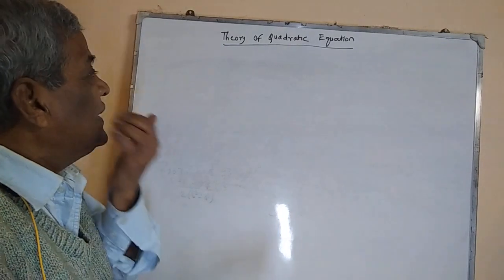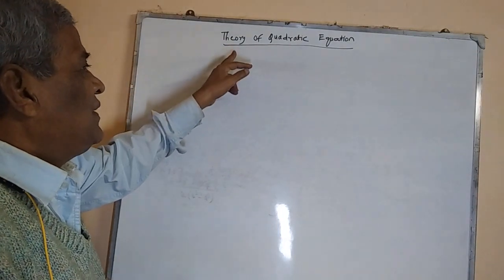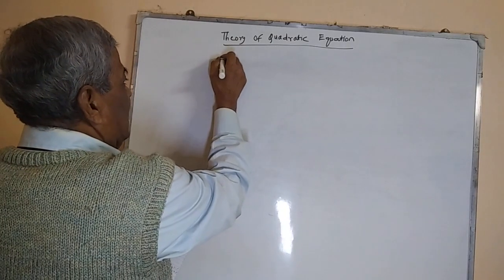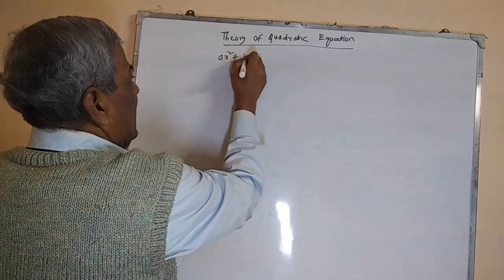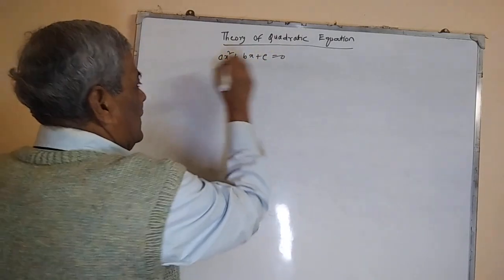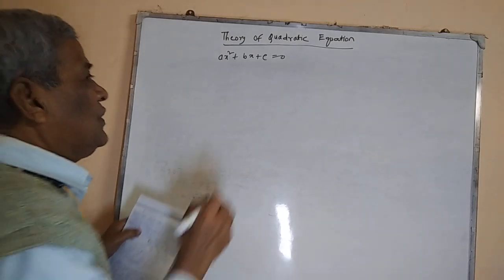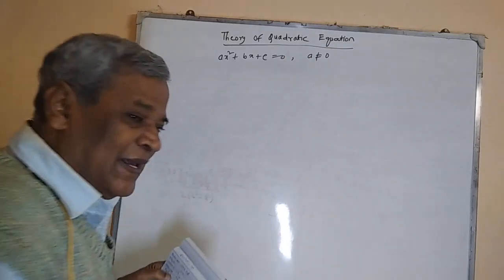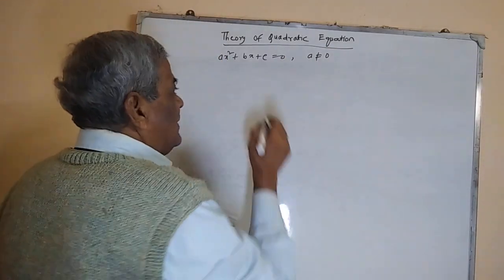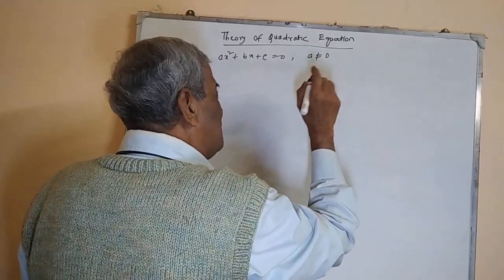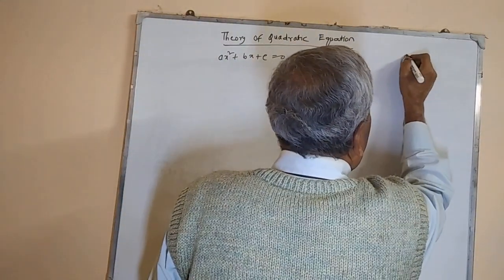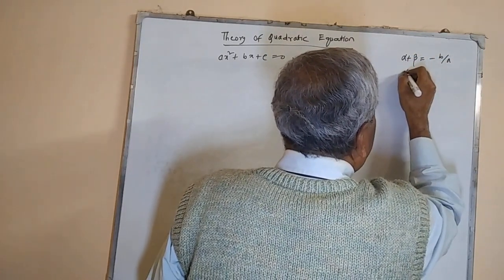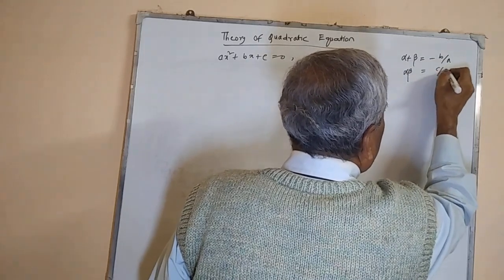Today we discuss the chapter Theory of Quadratic Equation. ax² + bx + c = 0 is a quadratic equation, of course with a ≠ 0. It has two roots. As you know well, if they are alpha and beta, then alpha plus beta is equal to minus b by a, and alpha into beta is equal to c by a.